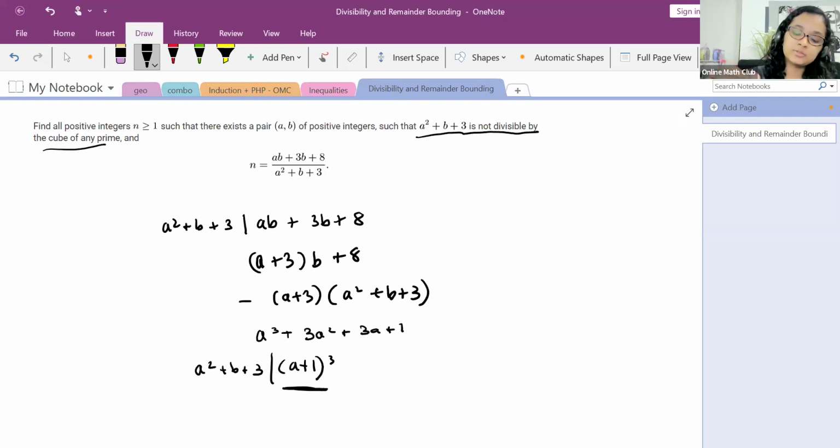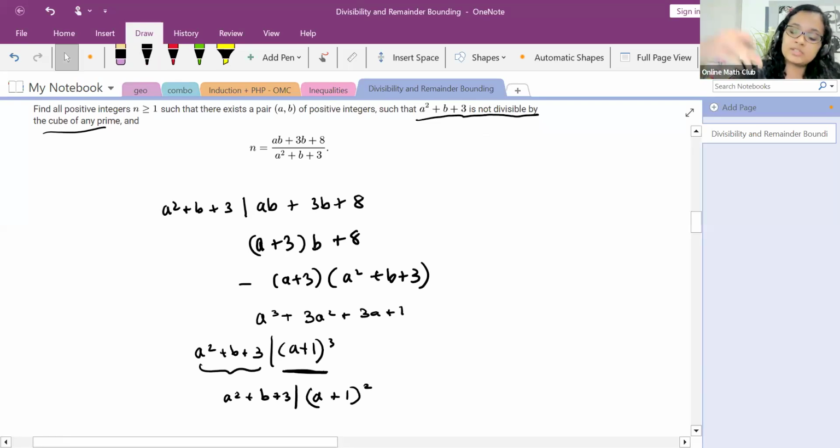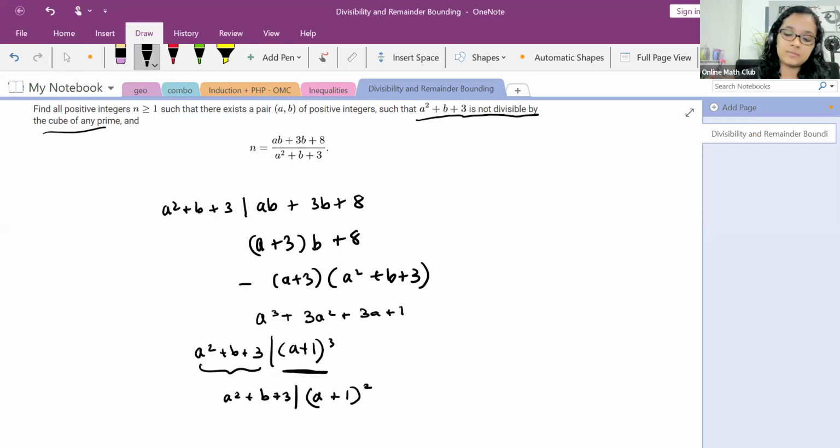Exactly. Because if any prime comes 3 or more times in this, that does not really matter, because this cannot have a prime power greater than or equal to 3, since it is not divisible by any prime cube. So you might as well just say that it divides a plus 1 whole square. Any primes that come 3 times are irrelevant anyway. You can just have them 2 times and that's fine. I hope that makes sense to everyone. If that part is not clear, please do tell. So now you have a square plus 2a plus 1. And from here, it should not be too hard.